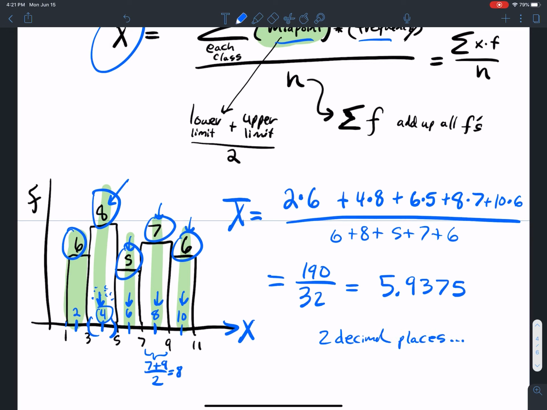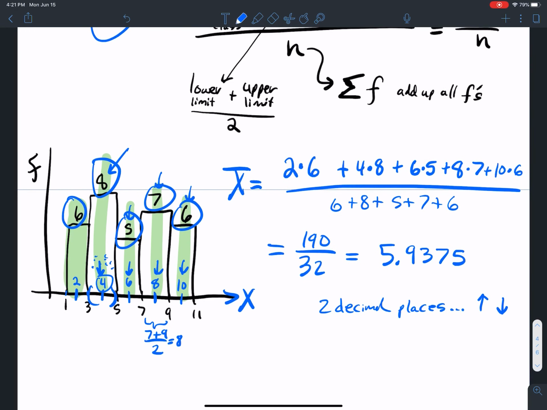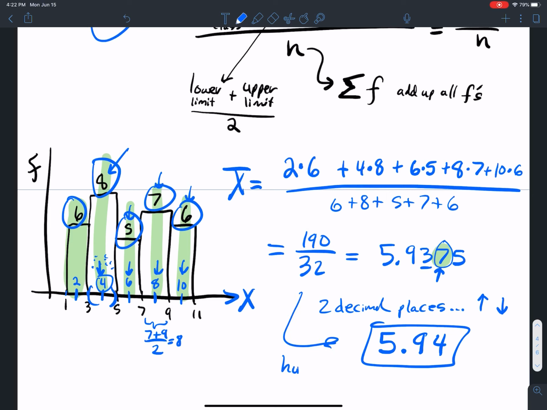how do we round? 5 or more, raise the score. 4 or less, let it rest. So for 2 decimal places, I go next door and look at the score. 5 or more, raise the score. So that's 5.94. If it had been 4 or less, I'd let it rest at 5.93, but we raised the score to 5.94 for 2 decimal places. This is rounding to the hundredths place.